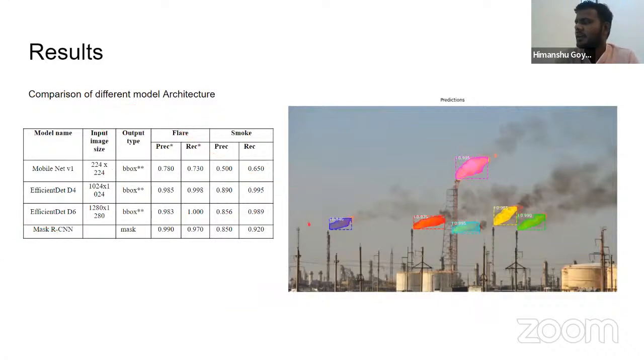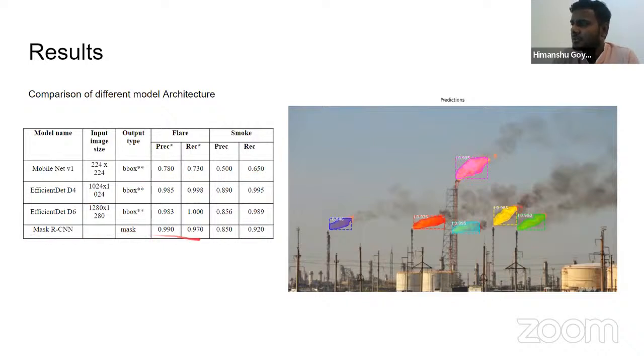Yeah, so this was the final result. The model that we developed was based on the Mask RCNN. We have also implemented or trained some other EfficientDet models, D4 and D6. They were resource intensive, of course. And the MobileNet, which was the lighter one and required a 224 by 224 image, was cheapest in terms of computation, but it was not very precise and accurate.